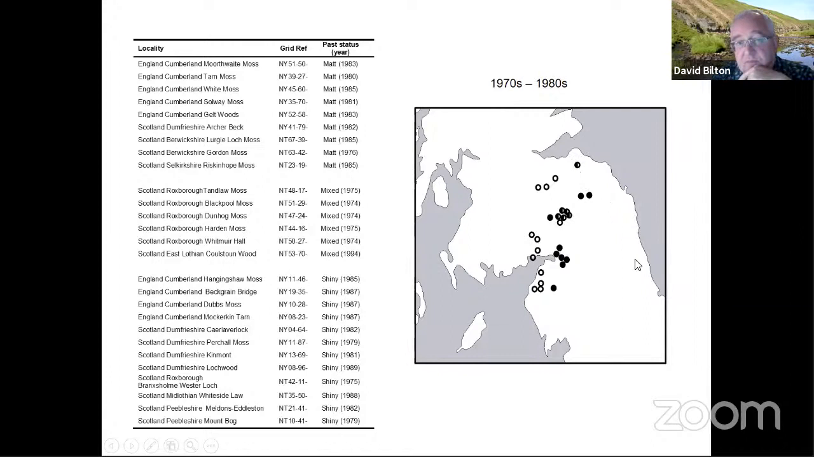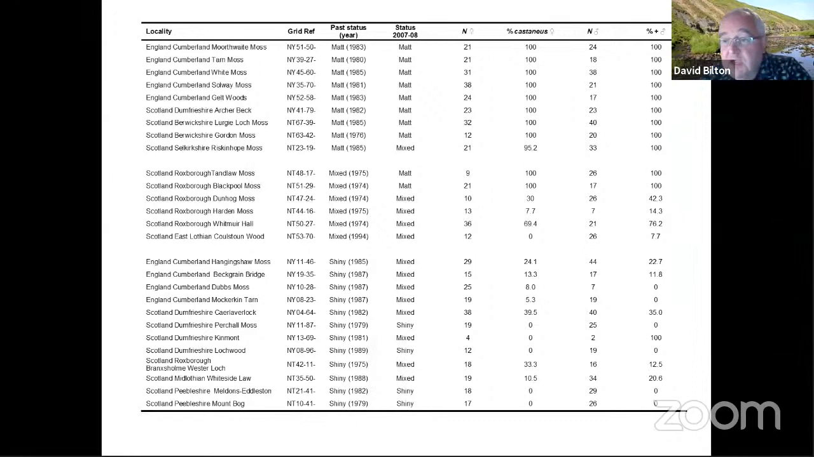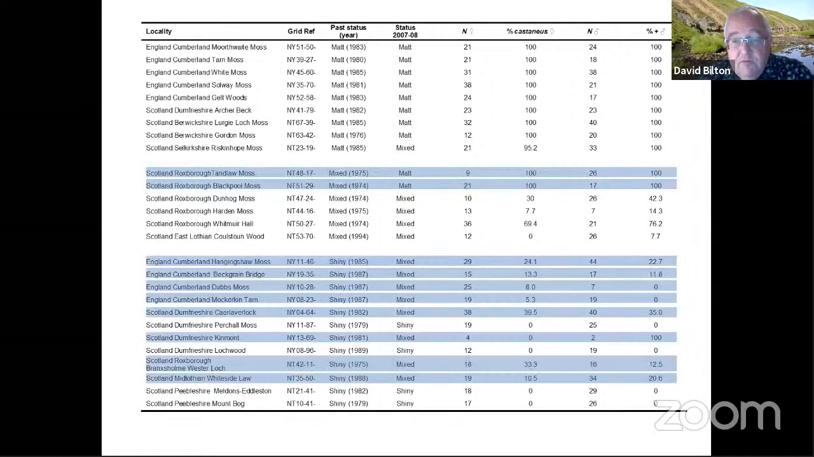So what we did was we used the data we had from these populations in the 70s, but mainly the 80s. And then I went back in 2007 to 2008 and collected these beetles again from the same localities. And we looked at what had happened over time in terms of the relative frequency and the status of these populations. And what we found was that the majority of them had changed in the direction of the matte female.